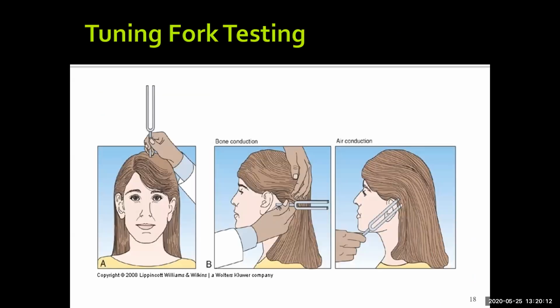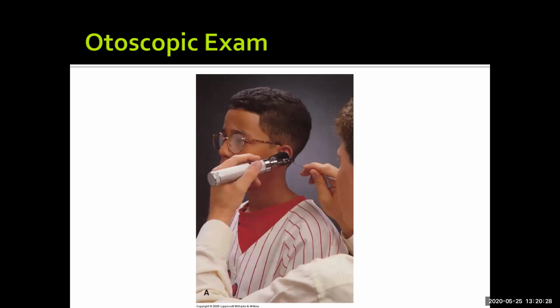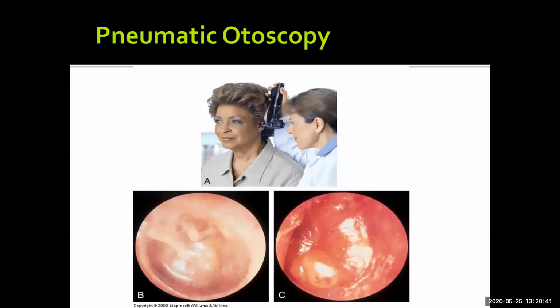There's the tuning fork, so it's showing the Weber, where they're going to vibrate it and put it on the forehead, and then B is the Rinne test, where they can put it either behind the ear or next to the ear. And then this is an otoscopic exam, so looking into the ear. Sometimes there's a cone on there at the end, and then they can actually put something through there to either remove wax or a foreign object.